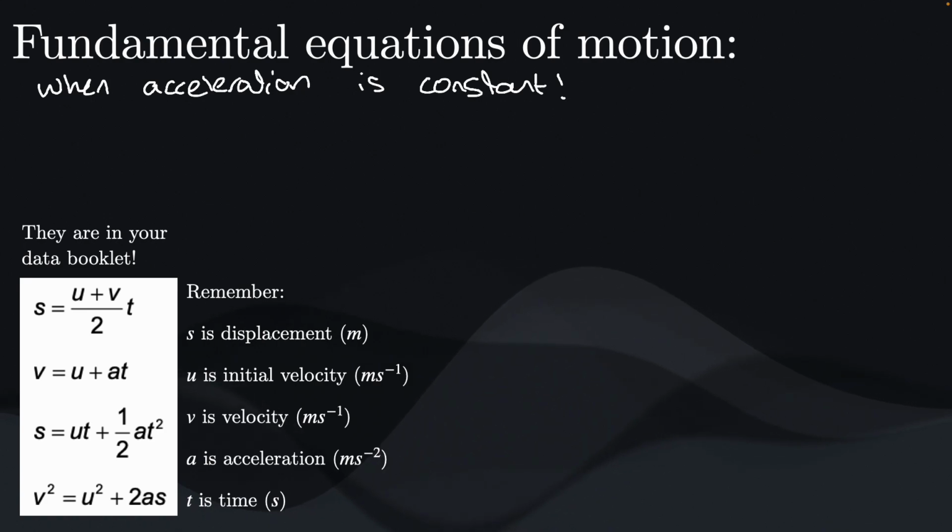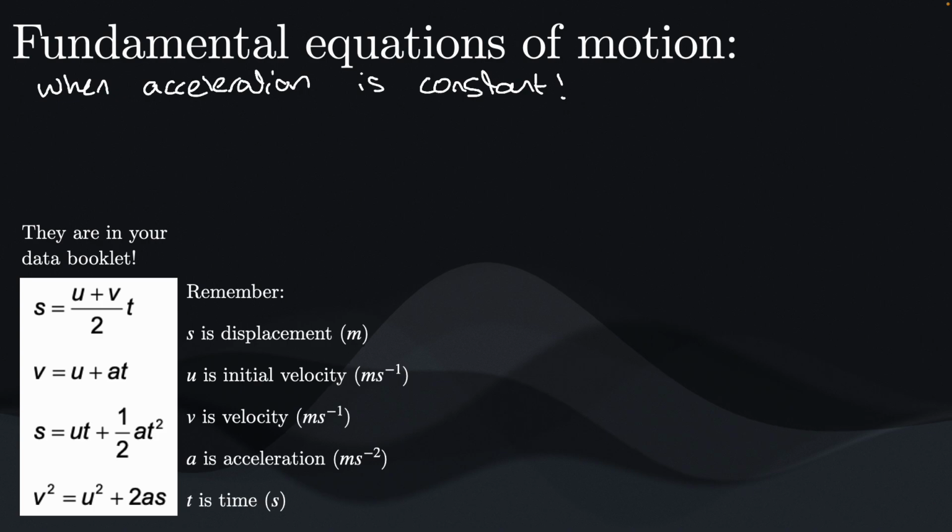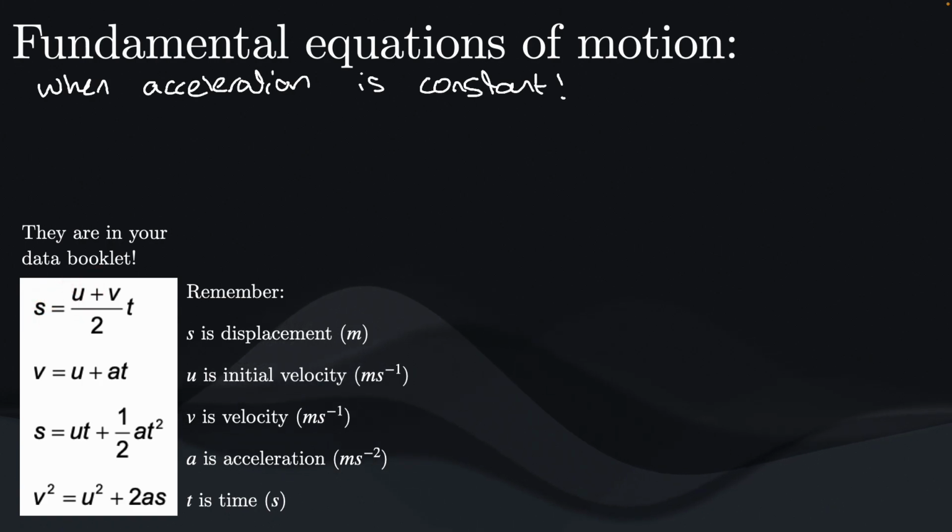Now, what's really easy is that, like I said, they give it to you in your data booklet, but what they don't give you is the different definitions for the different terms in this. They don't give you what s is, what u is, what v is, or what t is. So it's really important to remember these. s is displacement, u is initial velocity, v is velocity, a is acceleration, and t is time. These are known as the SUVAT equations, and you can remember it that way.